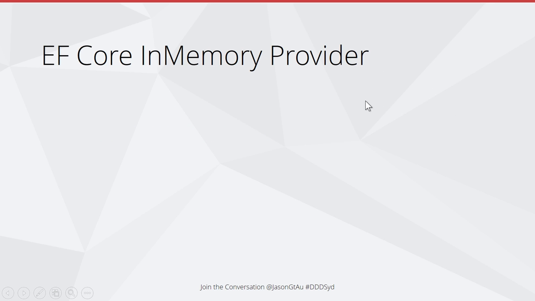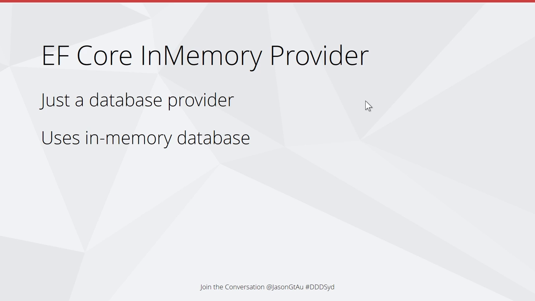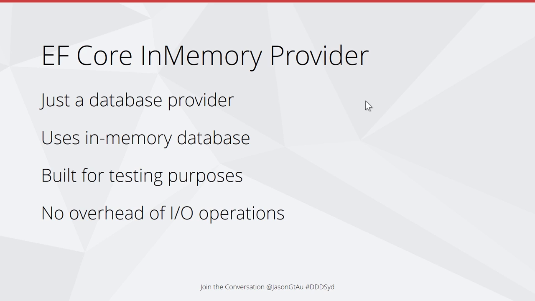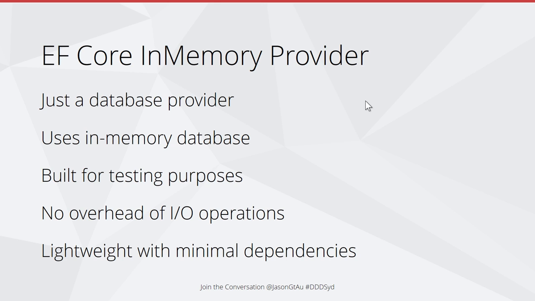So let's talk a little bit about the EF Core in-memory provider. What is it exactly? Well, it's just a database provider, like the SQL Server provider or the Oracle provider. It uses an in-memory database, and it's been built specifically for testing purposes. So if you're thinking, I'm going to create an application that uses in-memory for production, it's going to be ultra fast, don't do that, because as soon as your application shuts down, all the data's going to disappear. Just for testing purposes. It's part of the official EF Core framework. It has no overhead of IO operations because it's not calling any external resources, and it's lightweight with minimal dependencies. So the dependencies are really just Entity Framework Core and the particular version of .NET Standard.